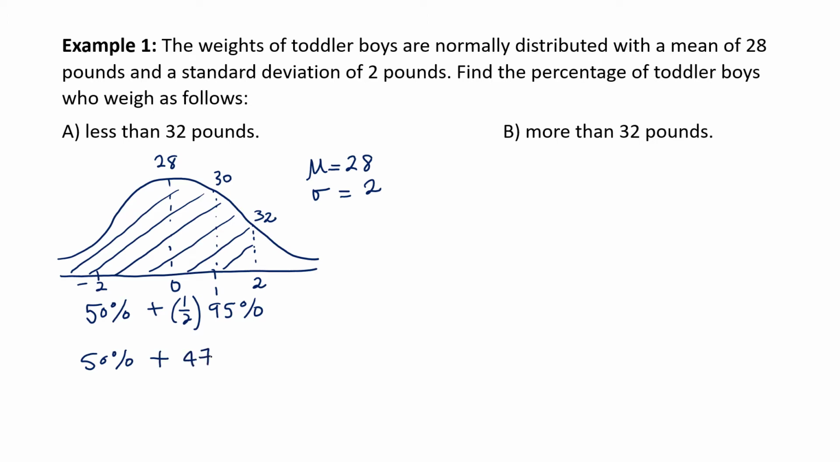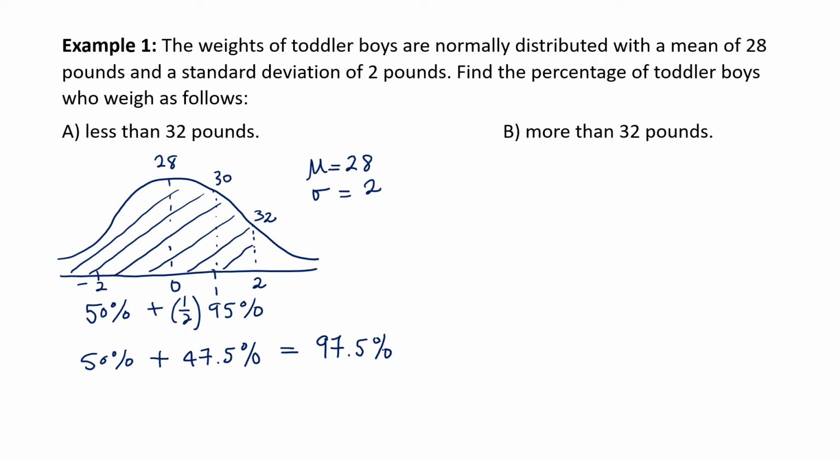That would be 47.5%. So we can conclude that about 97.5% of all toddler boys weigh less than 32 pounds. Let's go to part B, more than 32 pounds.